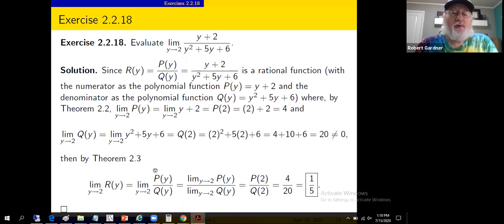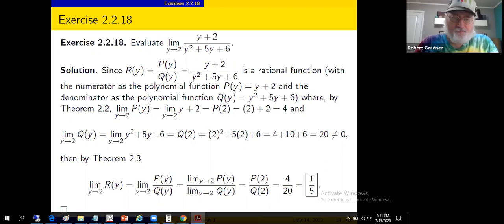So we can use theorem 2.3 that says, hey, the limit of the quotient is the quotient of the limits, as long as you don't get 0 in the denominator. We just saw that you get 20 in the denominator. And we had 4 in the numerator, so we get 4 divided by 20, which simplifies to 1/5. So it's a piece of cake to evaluate limits for polynomials and rational functions when the rational functions don't involve division by 0.